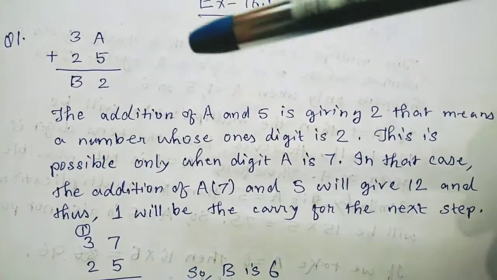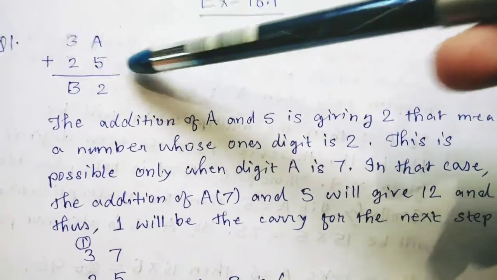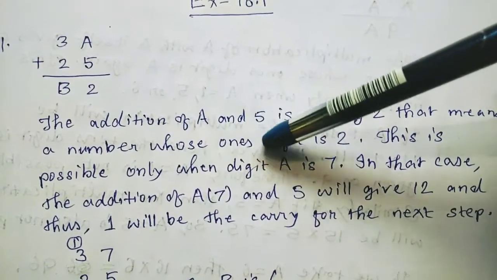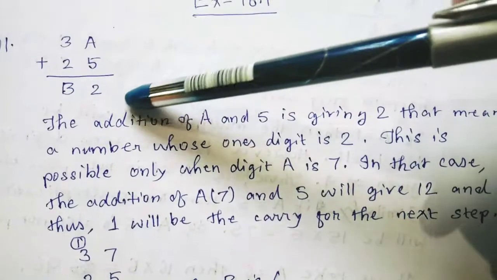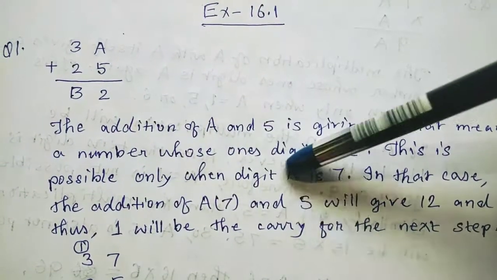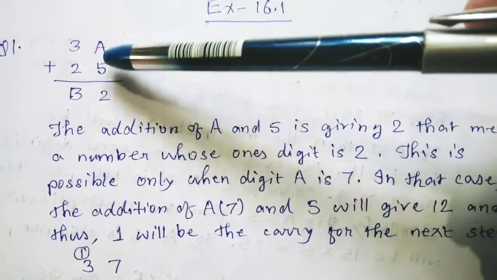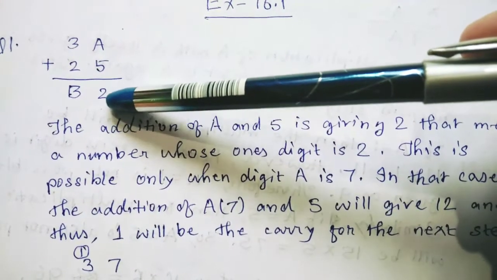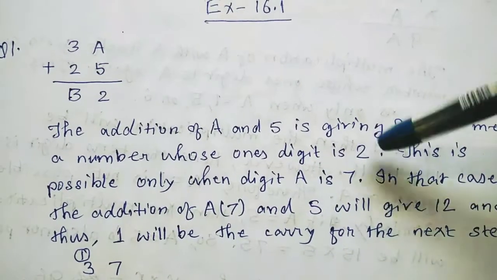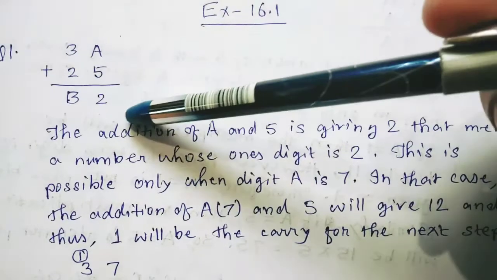So concentrate here. The addition of A and 5 is giving 2. So that means a number whose ones digit is 2. So this is possible only when A is 7. If we put 7, then 7 plus 5 is coming 12, so the ones place is coming 2. Understanding or not? This is possible only if we put A as 7. Then only we will get the ones place as 2.